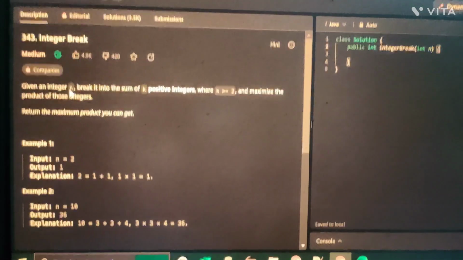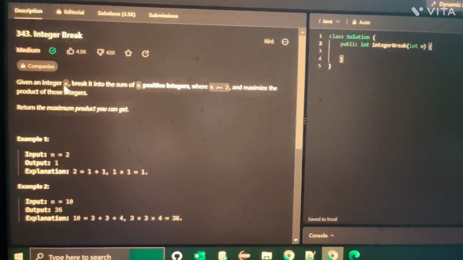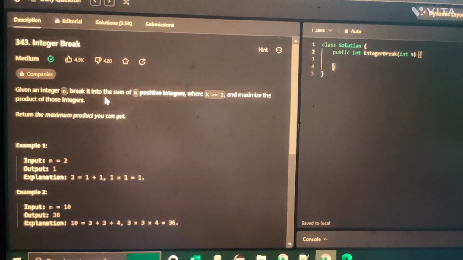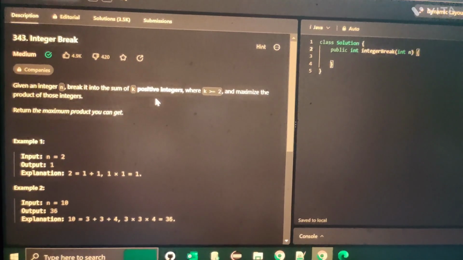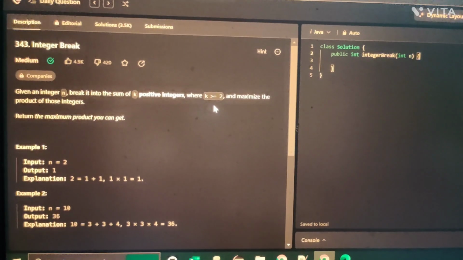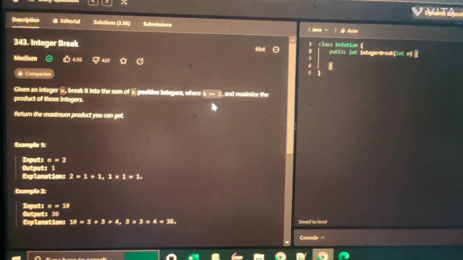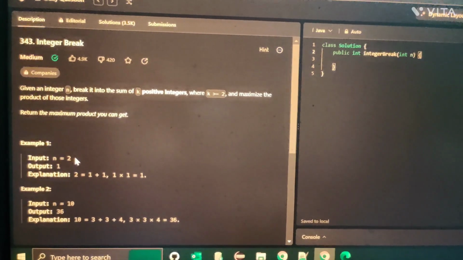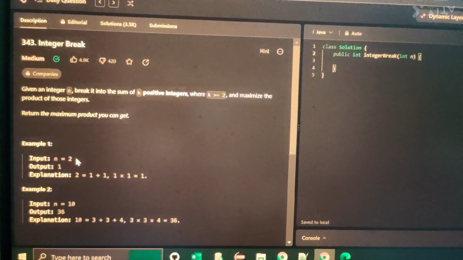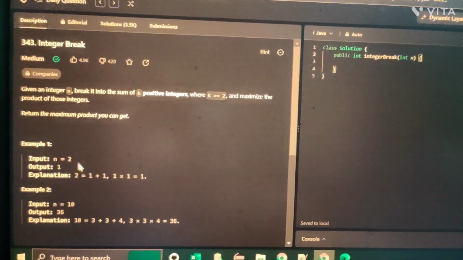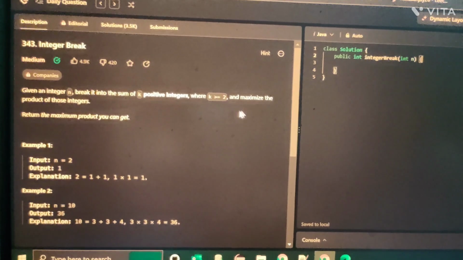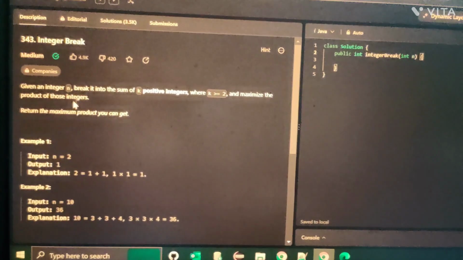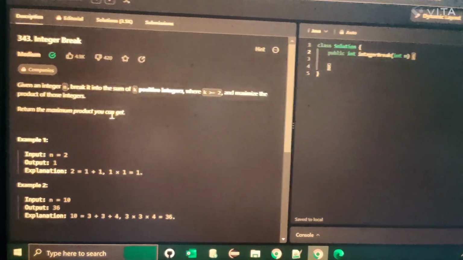Today I'm going to solve a medium level LeetCode question, which is Integer Break. They have given us an integer n and asked us to break it into a sum of k positive integers such that k is always greater than or equal to 2. That means we can't return the number as the whole product. We should at least divide it into two parts, and they asked us to get the maximum product of those integers. So they want us to return the maximum product.